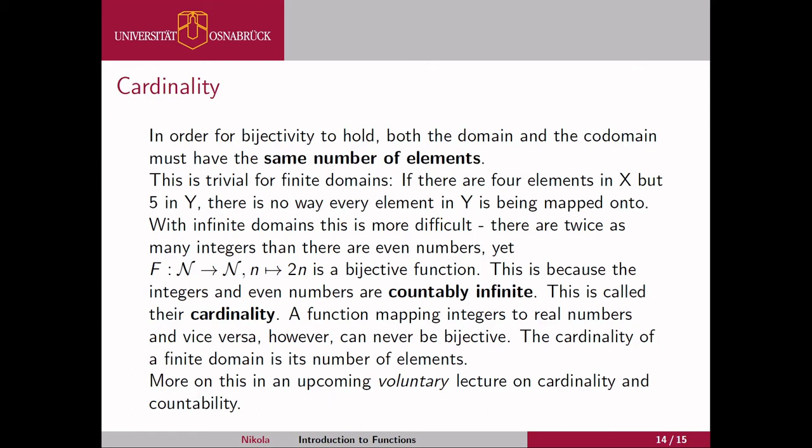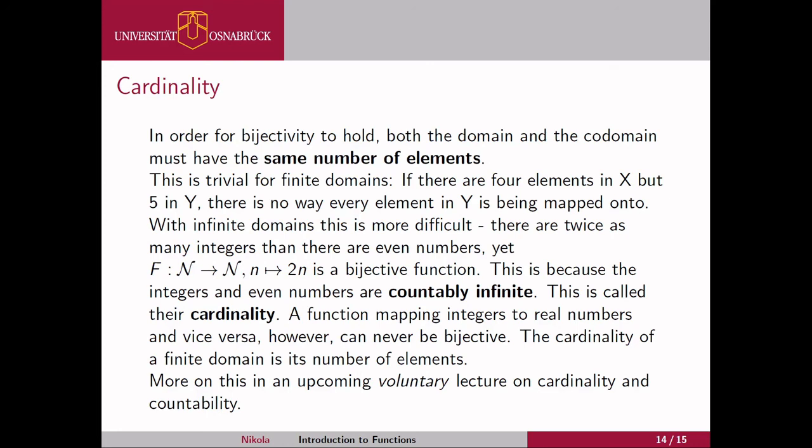And this is a very simple argument for small domains. If our domain has 4 elements, but our codomain has 5, there is no way to hit the fifth element. Necessarily, at least one element of y will not be mapped to, and surjectivity will not be held up. However, this becomes increasingly more complicated when talking about infinite domains.